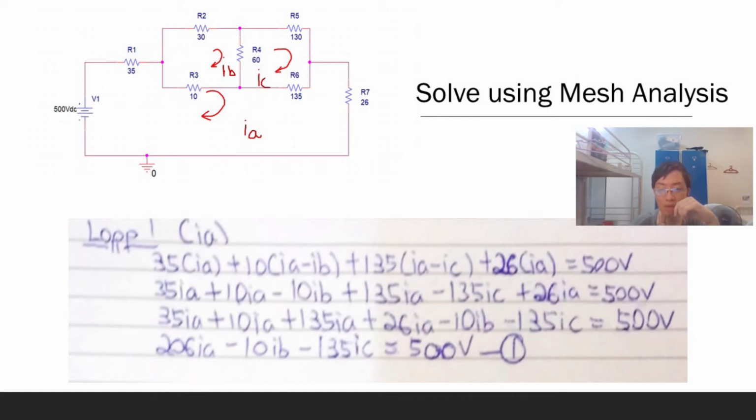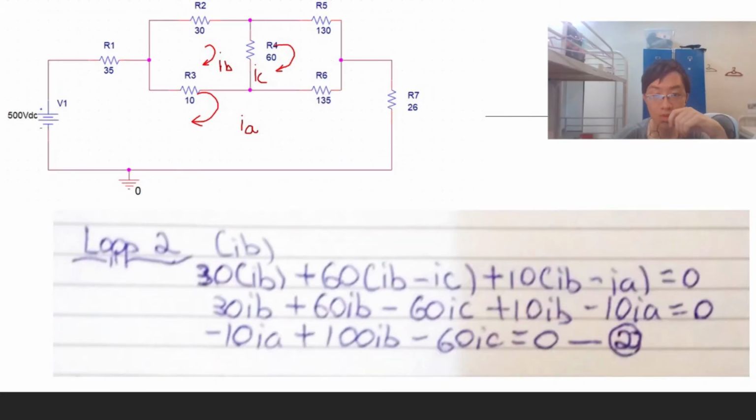The equation is 35 times IA plus 10 times (IA minus IB) plus 125 times (IA minus IC) plus 26 IA equal to the voltage source, 500 volts. So we get equation 1: 206 IA minus 10 IB minus 125 IC is equal to 500. Loop 2, here our mesh current is IB.